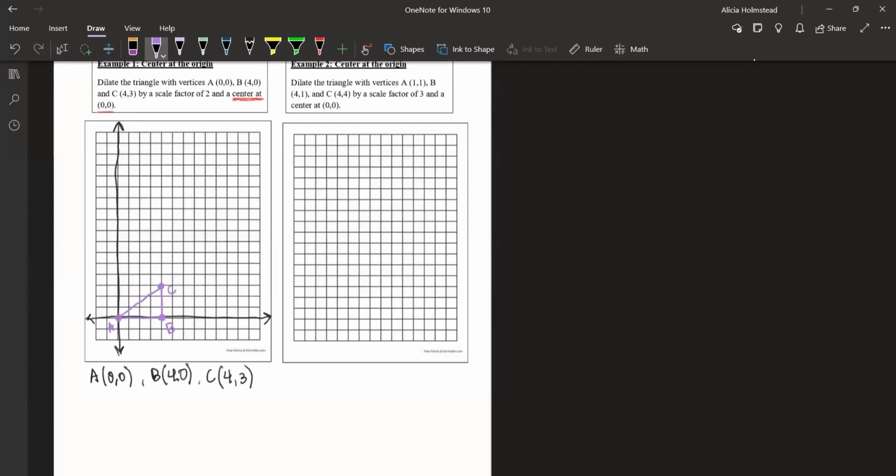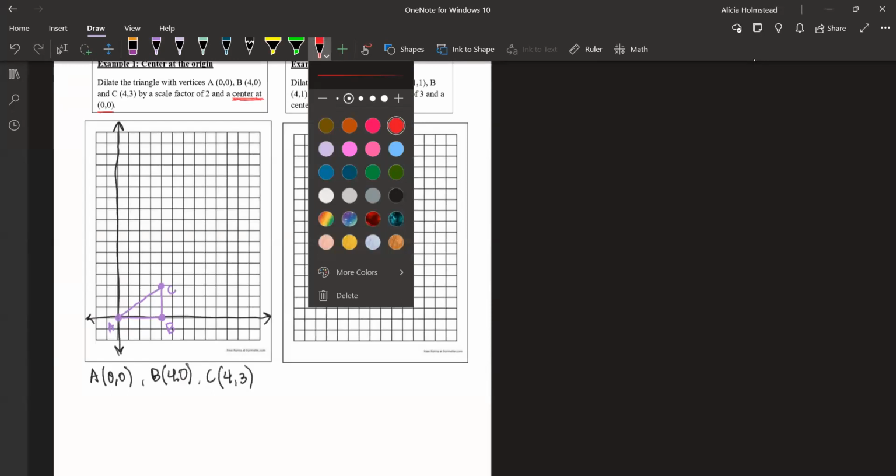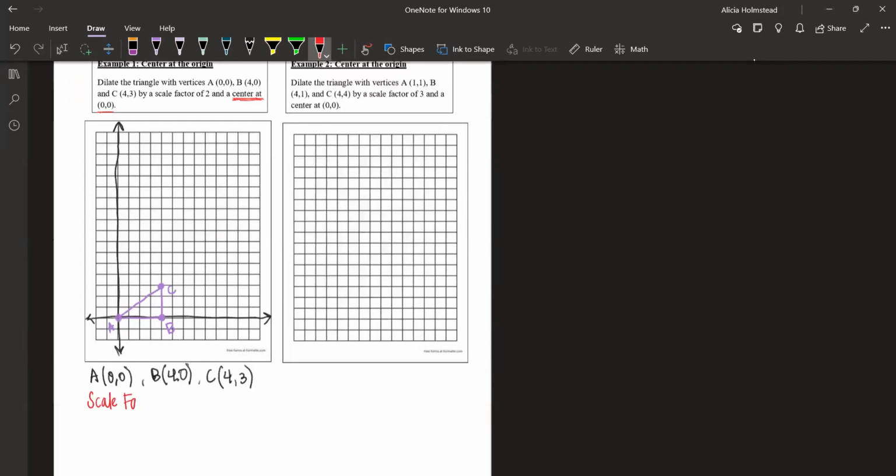All right, so there is our original image. Now the problem tells us that our scale factor is 2 and our center again is located at the origin. The way that we do these dilations when the center is at the origin, that's important to note, is we just take each of the coordinates, the X and the Y part of the coordinate, and we multiply it by the scale factor.